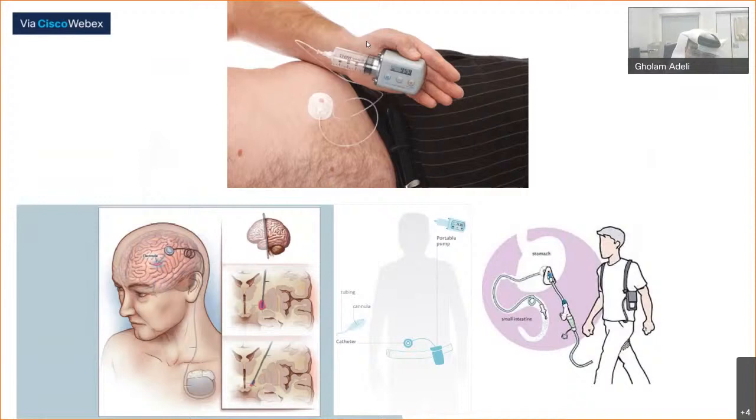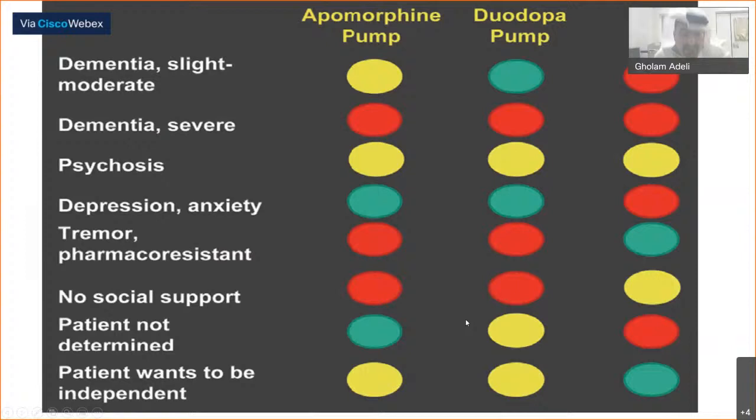This is the apomorphine pump. This is the DBS, the brain stimulation, and this is the duodenal infusion of levodopa carbidopa. And this is where we usually contrast which one goes for which patient. As you see, the DBS has a green in tremor pharmacoresistance, because most of the other treatments do not target tremor.